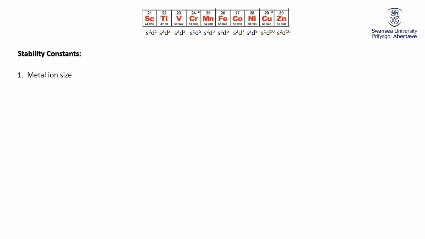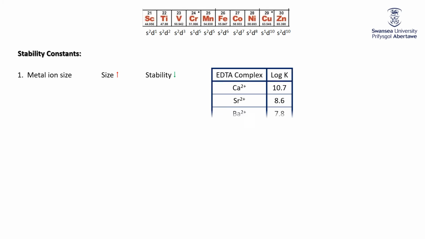Now, there are some other factors at work here. First of all, the metal ion size as we compare one metal to another in terms of the stability constants. Generally, as the size goes up, the stability goes down. And if we look at some numbers for EDTA, this is a hexadentate ligand, extremely useful for identifying calcium and magnesium. And at some point, you'll do a little experiment associated with that. What we see here is that as we go down from calcium to strontium to barium 2+, the size is going up, but the log of K.